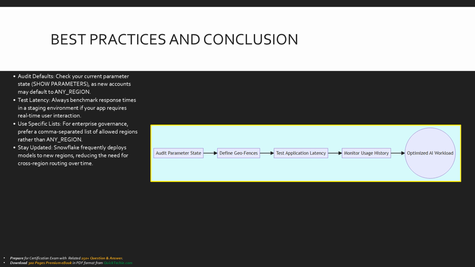Our final workflow diagram illustrates the lifecycle of cross-region management. You start by auditing the parameter state. Then, you define your geofences using a specific list of regions. Next, you thoroughly test application latency. Once in production, you monitor your usage history. By following these steps sequentially, you arrive at the ultimate goal, a highly optimized, compliant, and performant AI workload.